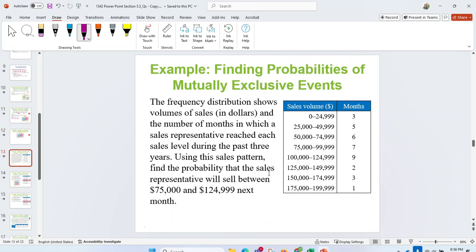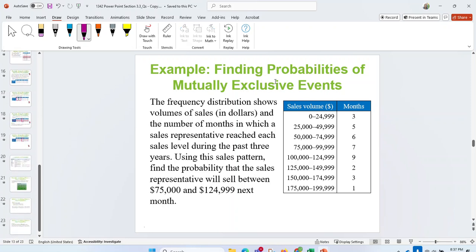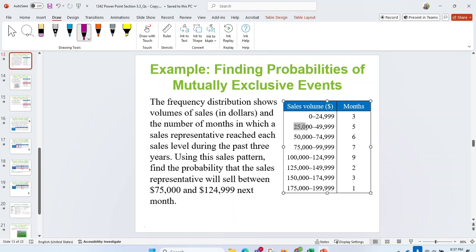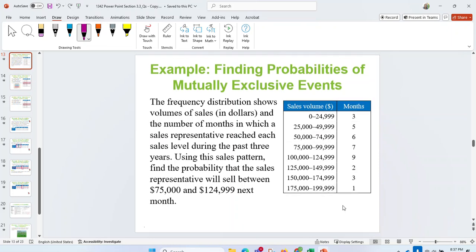Let's see how we do this one right here: finding the probability in this mutually exclusive event. Why is this event mutually exclusive? Because this is sale amount. For example, the sale amount from 25,000 to 49,999 has 5 months, and the next one starts from 50,000. These numbers are not repeated. None of these numbers are repeated. So that's called mutually exclusive.